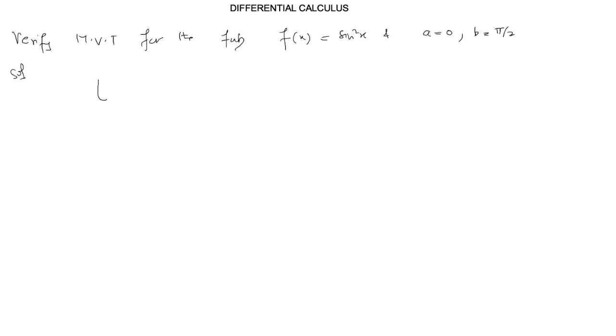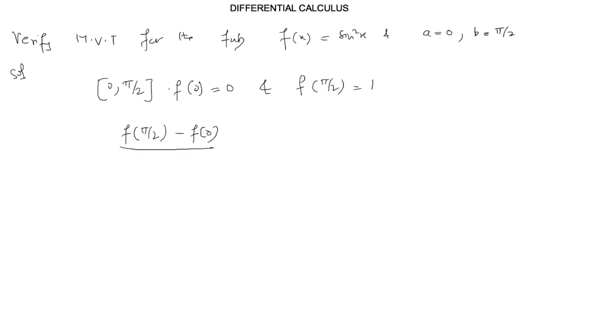Now f of x is continuous and differentiable over the interval 0 comma pi by 2, and f of 0 is 0, right, and f of pi by 2 is equal to 1. Now f of pi by 2 minus f of 0 divided by pi by 2 minus 0, so this goes out to be 2 by pi.